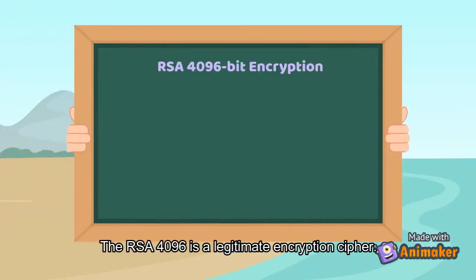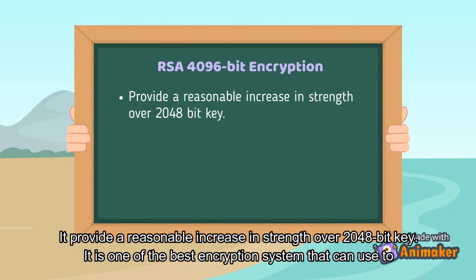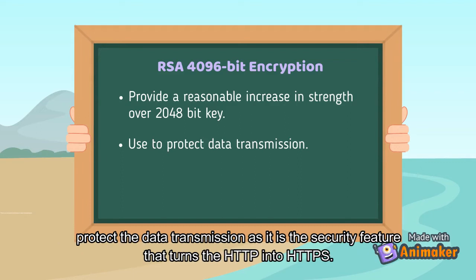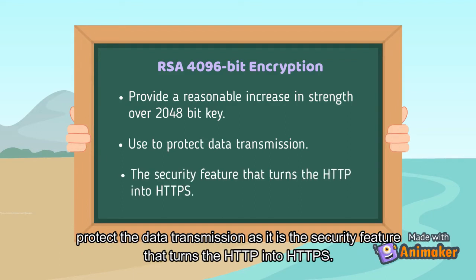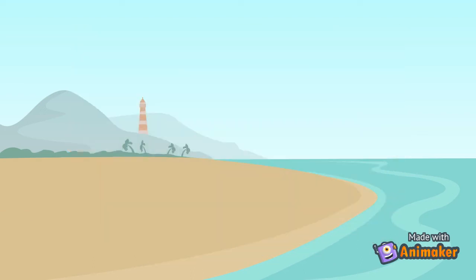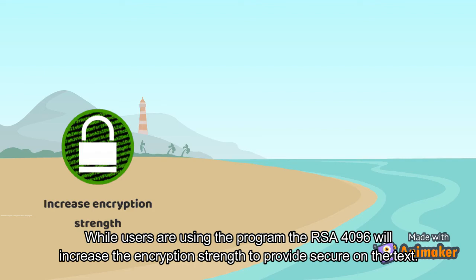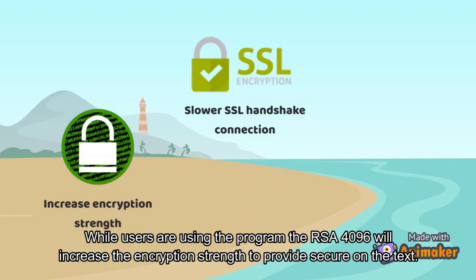The RSA 4096 is a legitimate encryption cipher. It provides a reasonable increase in strength over 2048-bit key. It is one of the best encryption systems that can use to protect the data transmission, as it is the security feature that turns the HTTP into HTTPS. While users are using the program, the 4096 will increase the encryption strength to provide secure on the text.